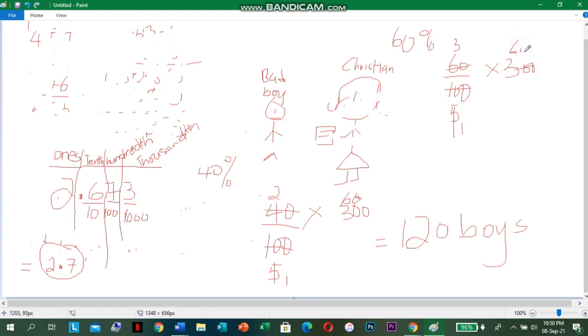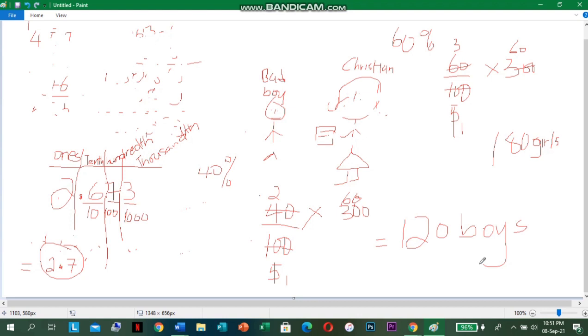All right. So we have to multiply the two top numbers. 3 times 60 gives us 180. So 180 girls are in the class, and that's 60% of the class. So 180 girls are 60% of the class. All right. So 180 girls are in the class and 120 boys are in the class.